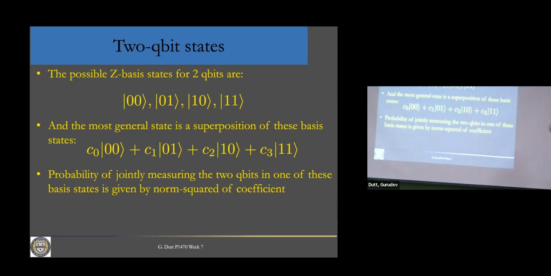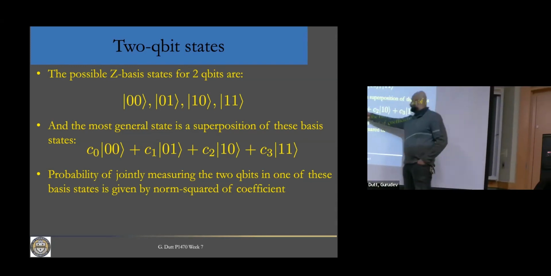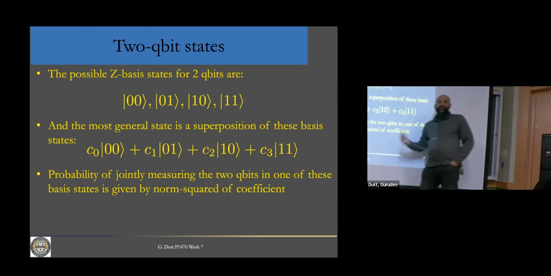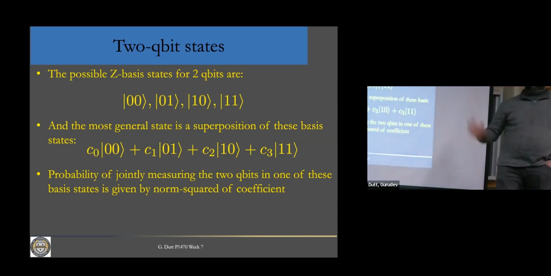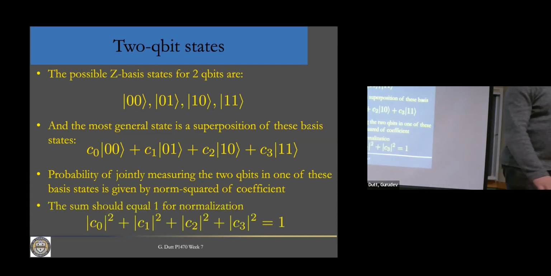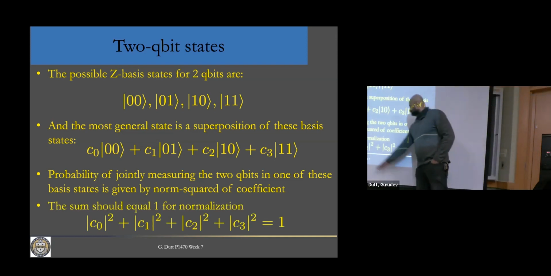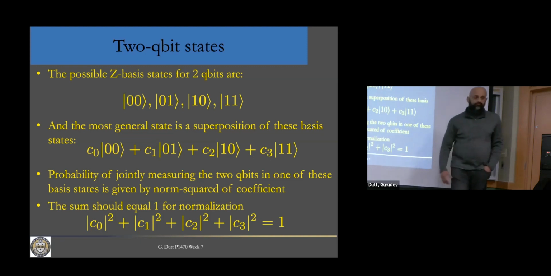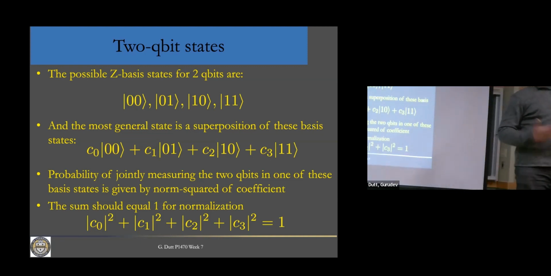Okay, same thing. The probability that I'll get the left qubit to be 0 and the right qubit to be 1 is |C1|², and likewise |C2|² and |C3|². Modulo norm squared. And the sum should, of course, equal 1 for normalization. When I measure the 2 qubits, it has to be found in one of those states.